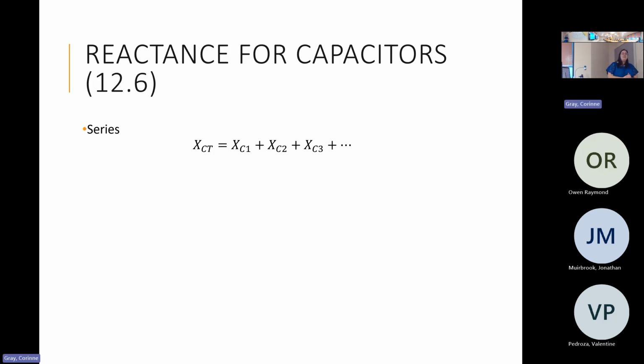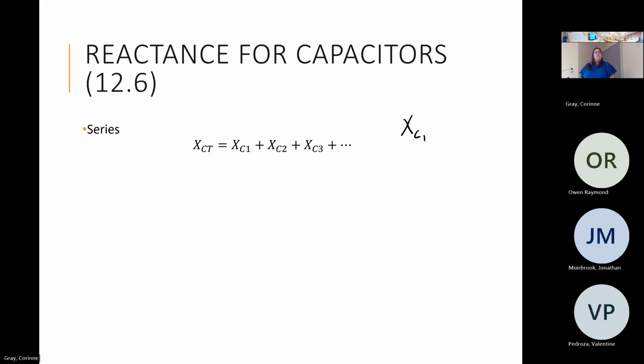Series looks exactly the same as we saw with resistors, but now it's X sub C 1, 2, 3 instead of just R 1, 2, 3. Something you might see, and I'm going to be honest, I'm just too lazy to type it out that way, is X sub C sub 1. This is another really common notation that you will see. I'm just a little too lazy to subscript my subscripts, so I'm just going to use C 1, 2, 3, same idea.